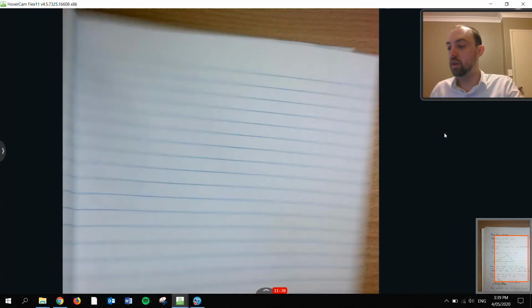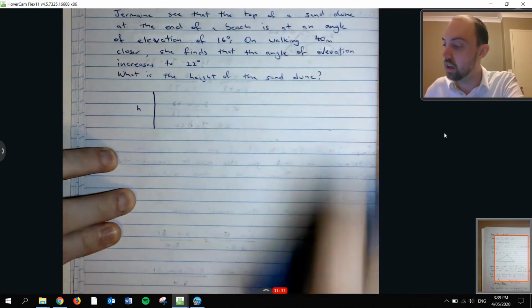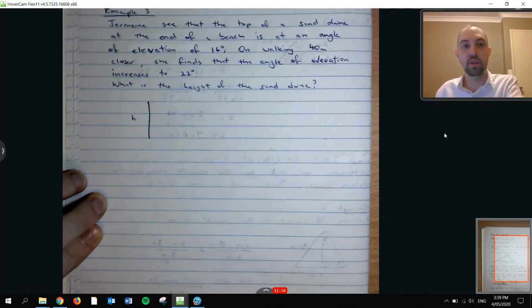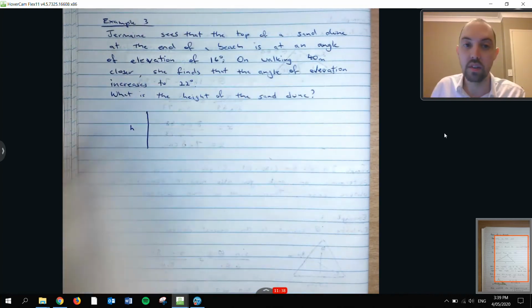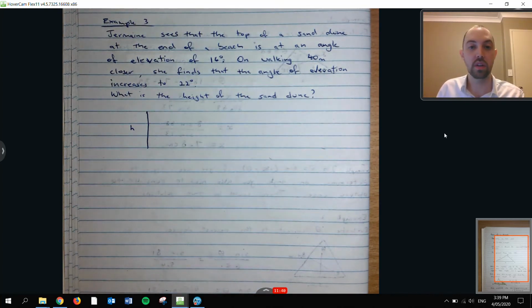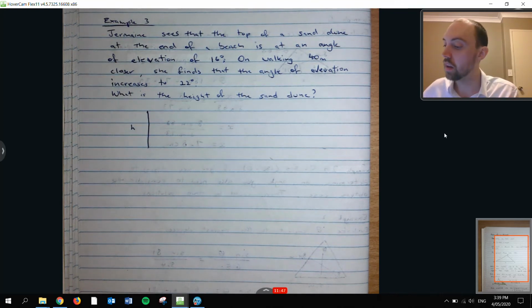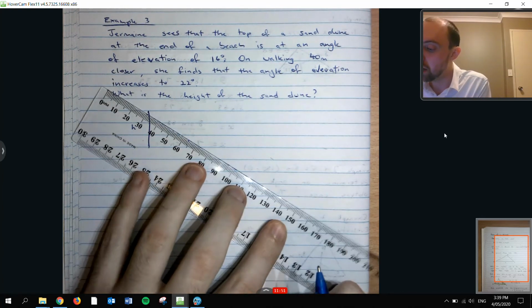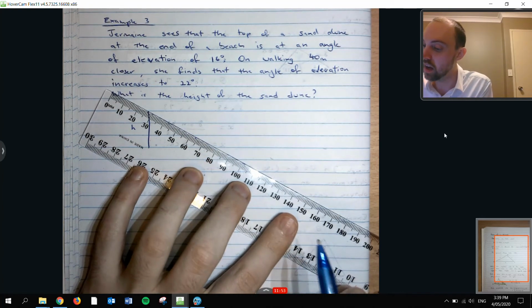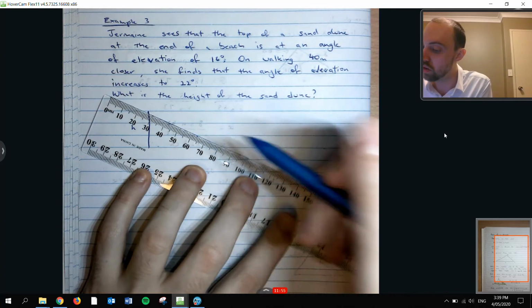Let's try one more example. A little bit trickier, and we're going to have a bit of carry through in this one. We've got Jermaine sees that the top of a sand dune at the end of a beach is at an angle of elevation of 16 degrees. On walking 40 meters closer, she finds that the angle of elevation increases to 22 degrees.